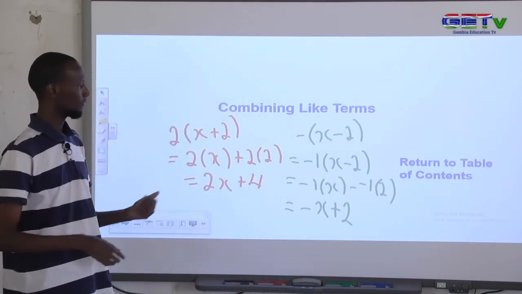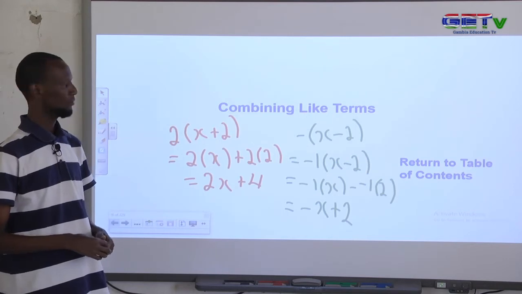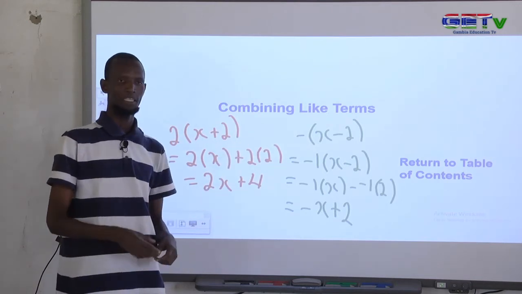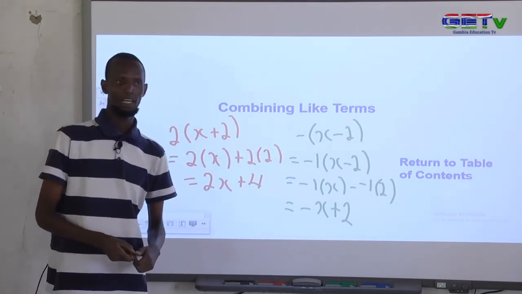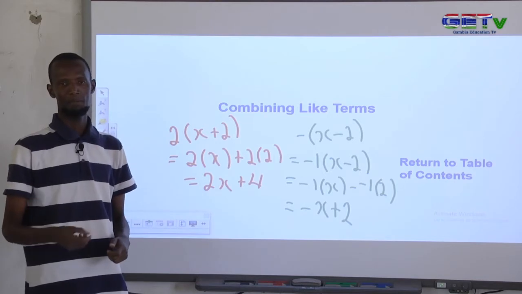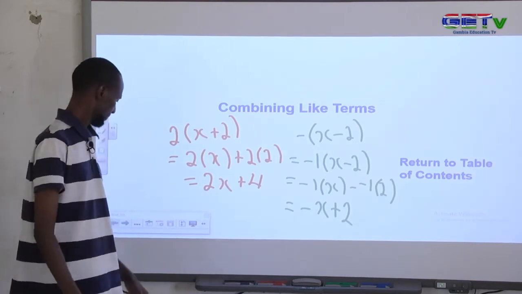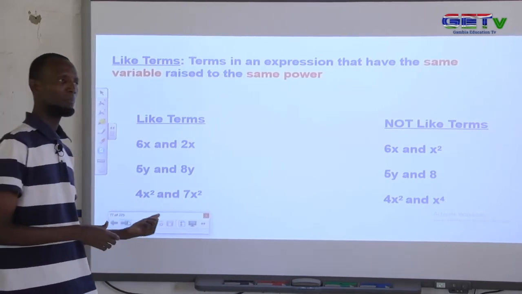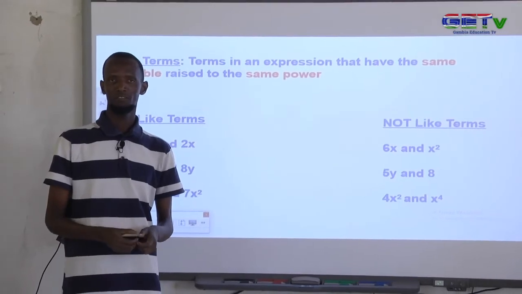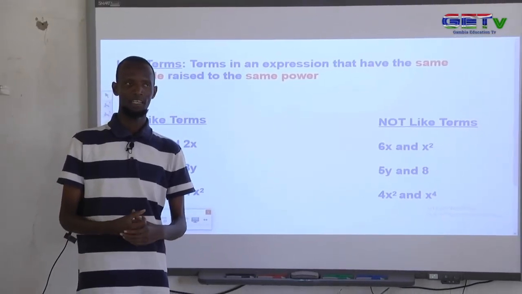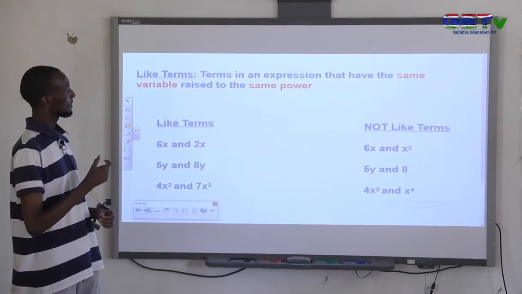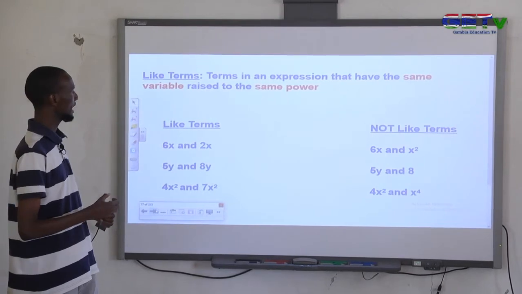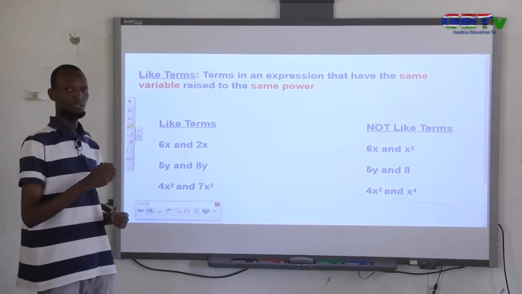Now today we are going to pick up from there and move on to combining like terms. That is our lesson for today, and as usual, I always say this, get a pen and a paper by your side as we move along. Before we can combine like terms, of course, first we must know what like terms are. Like terms are terms in an expression that have the same variable raised to the same power.